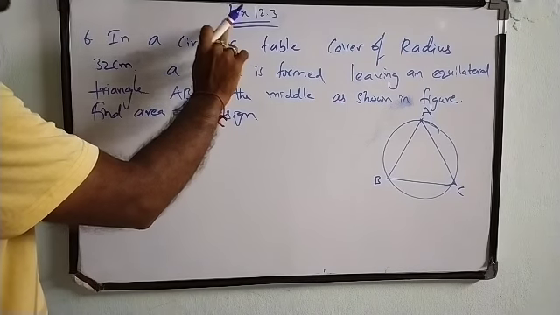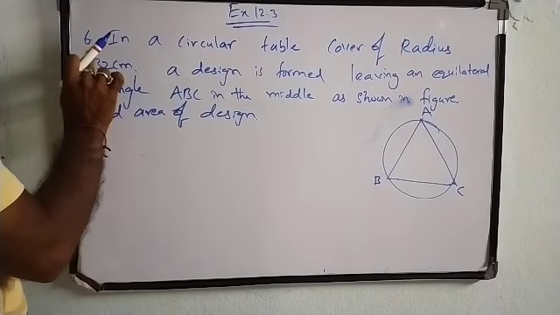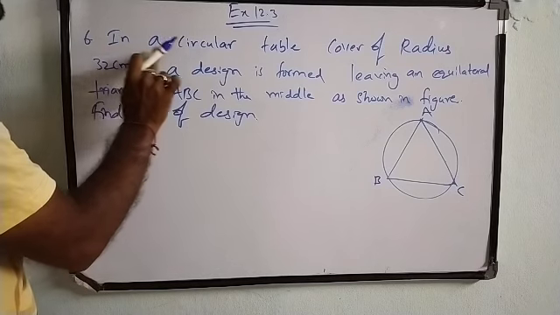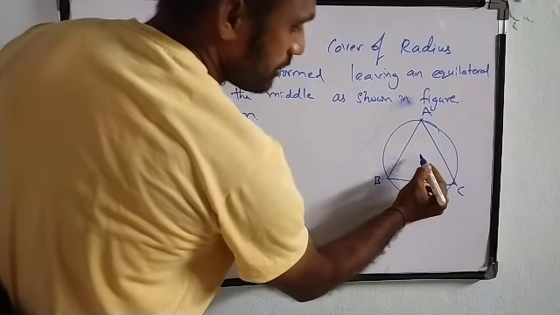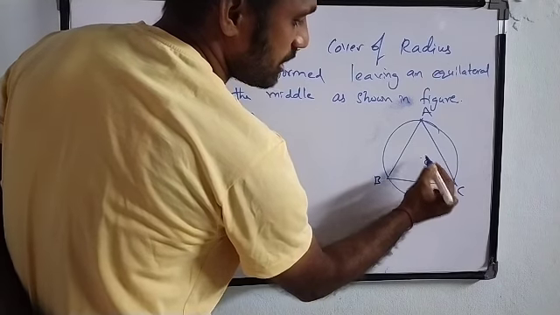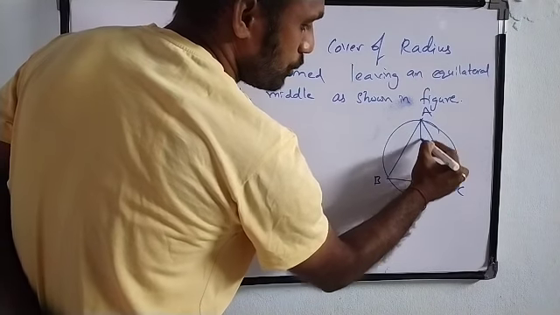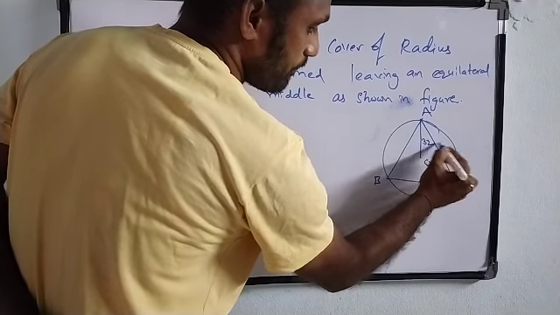Very good morning, students. Today we are going to see exercise 12.3, sixth question. The question is, in a circular table cover of radius 32 centimeter. Let us suppose this is the center of the circle O. So from O to A it is 32 centimeter.